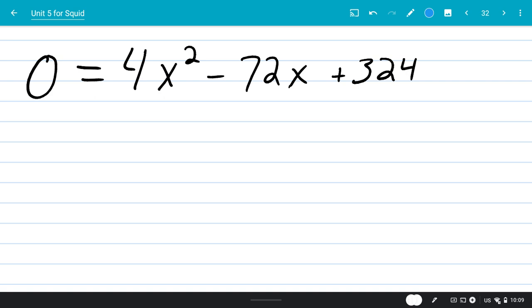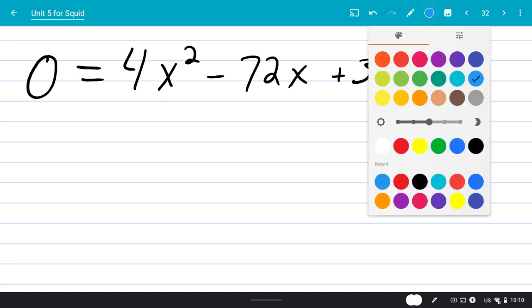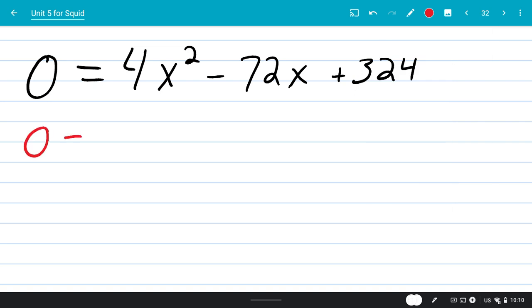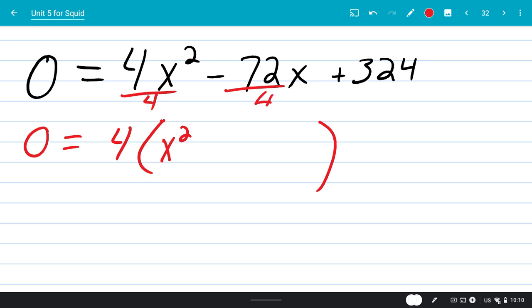All right, what comes out? A 4, right? Okay, so 0 equals 4 times something. 4x squared divided by 4, x squared. 72x divided by 4. Now 4 goes in 18 times, so 18x. And then 324 divided by 4 is 81. All right, so far so good, right?